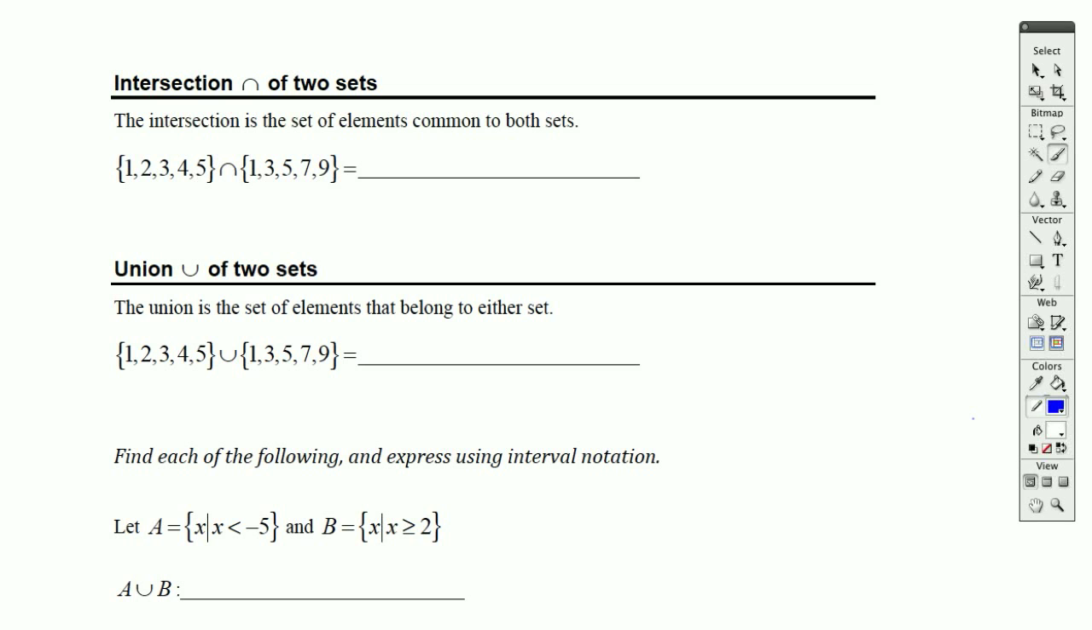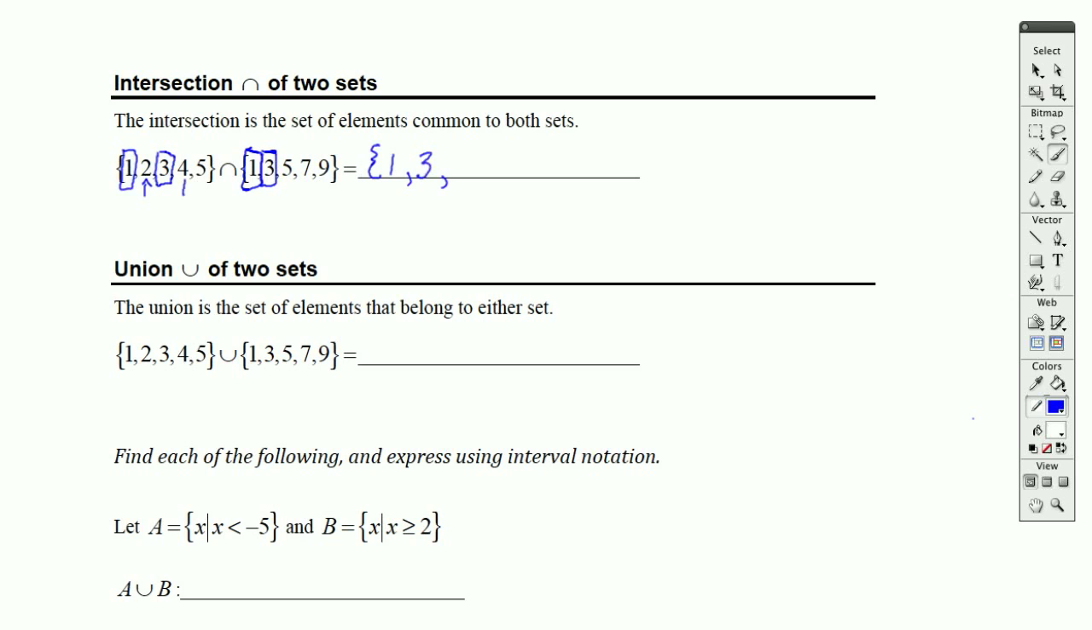Intersection and union. First, the intersection of two sets is the set of elements common to both sets. In this example, the number 1 is in both sets, and therefore 1 is also in the intersection. 2 we can see is in the first set but not the second. 3 is the next number that's in both sets, so 3 is also in the intersection.